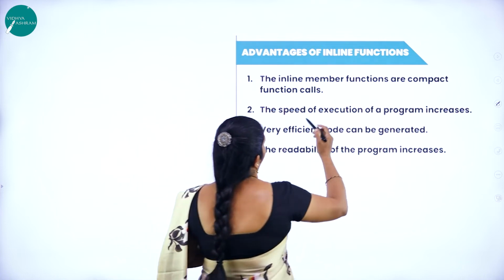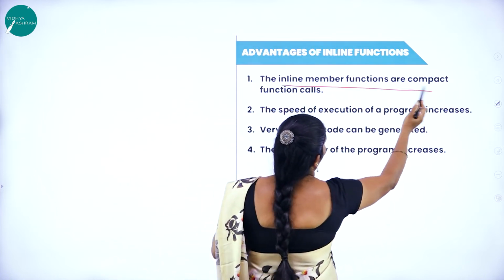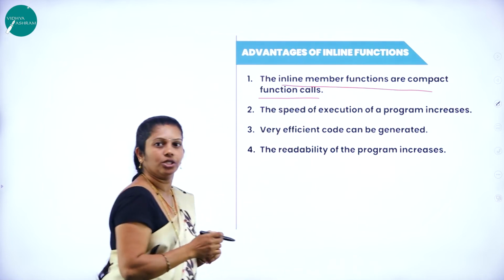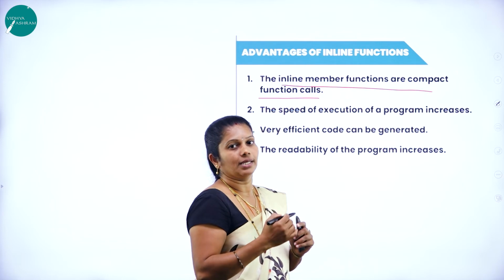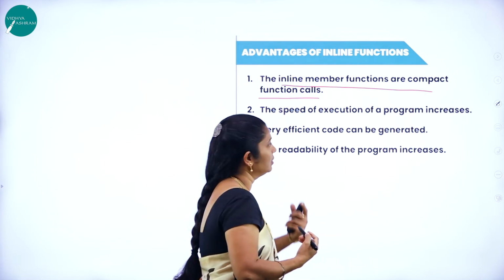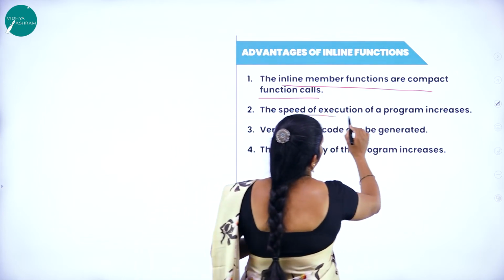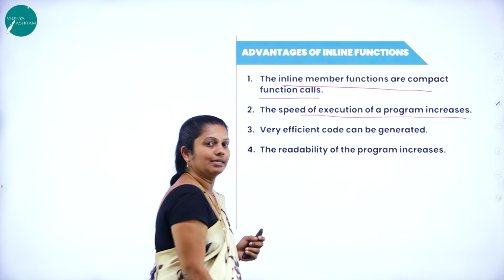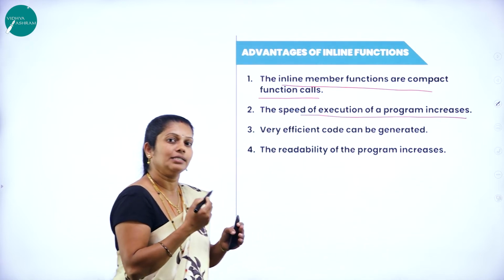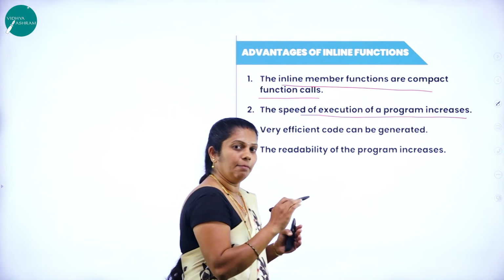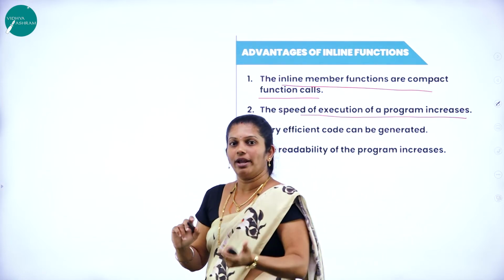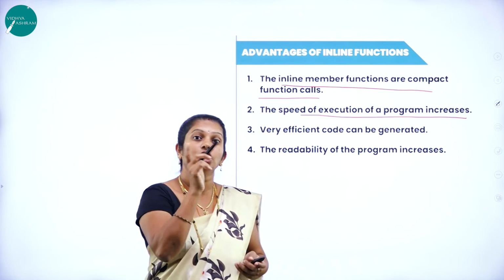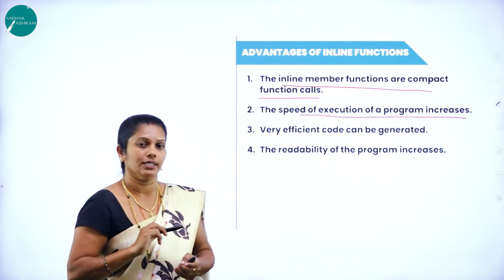Inline member functions are compact function calls. Already I told you, the number of statements is very small. That's why it is very compact. Then the speed of execution of a program increases. It is very fast because the compiler directly replaces the function call by the body. That's why it is very fast, but the executable file size is larger.